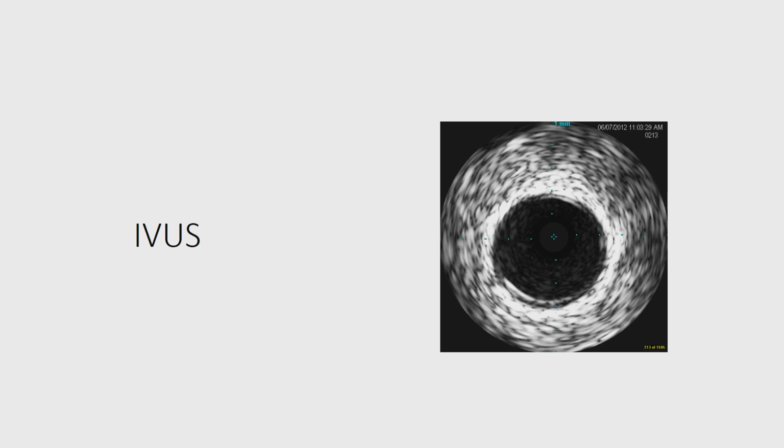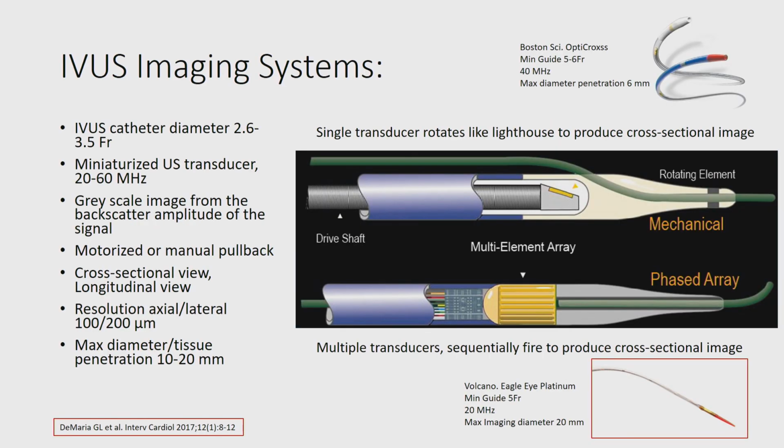So as you know, FFR is hemodynamic assessment of the coronary atherosclerotic stenosis. And IVUS is anatomical assessment of the structure of the atherosclerotic disease and can also be used for assessment of stent deployment. We'll start off with intravascular ultrasound.